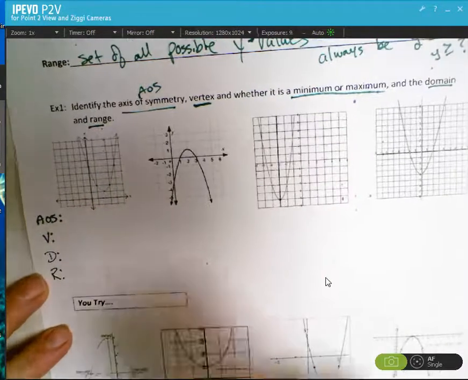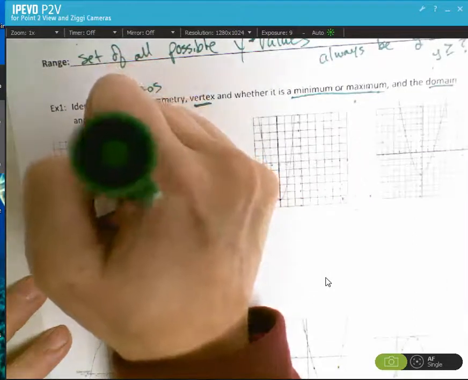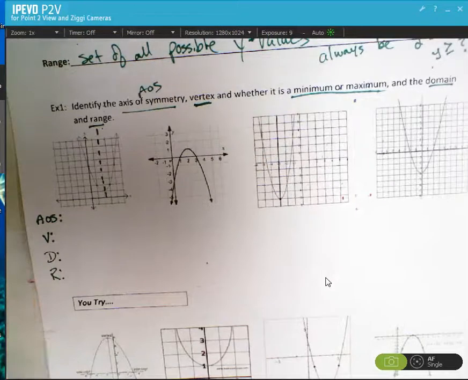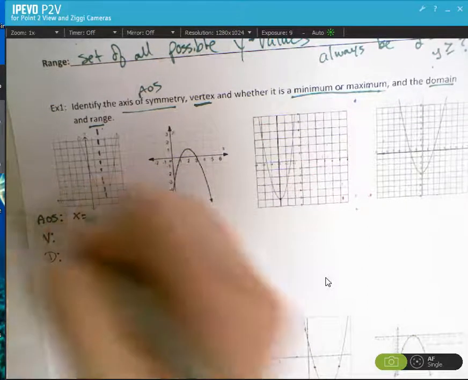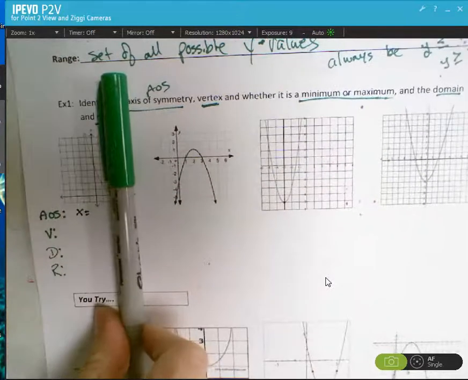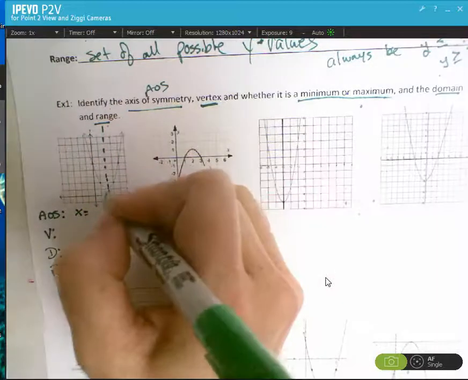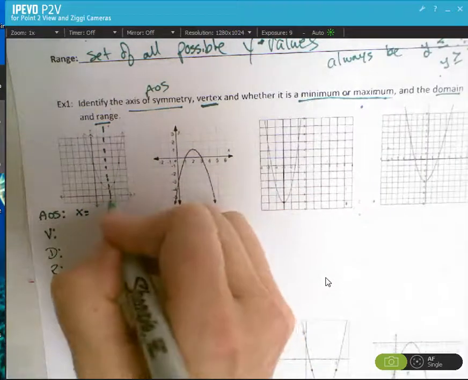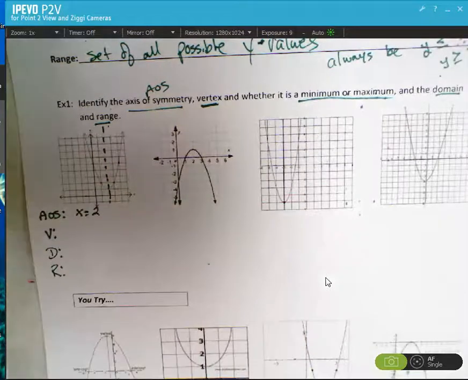So my axis of symmetry is the line that chops my parabola in half. It is the line of reflection for my parabola. And I will always have an axis of symmetry that is x equals. It's always going to be a vertical line, so it's x equals whatever point it crosses through. So in this case, if I look at where this line is crossing the x-axis, 1, 2, x is equal to 2.